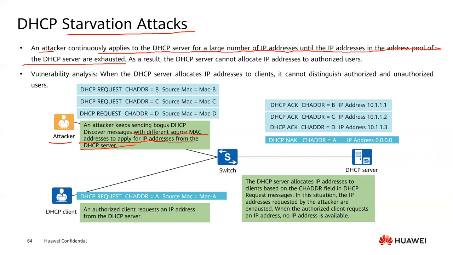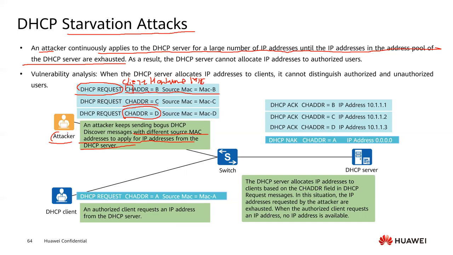The source MAC address means the frame's source MAC address, and it is continuously changing. Another parameter in the DHCP request header is CHADDR, the client hardware address. C means client and H means hardware. It means the client hardware MAC address. Actually, it represents the MAC address. How does the DHCP server recognize different DHCP clients? It uses these parameters as the only definition of different DHCP clients.